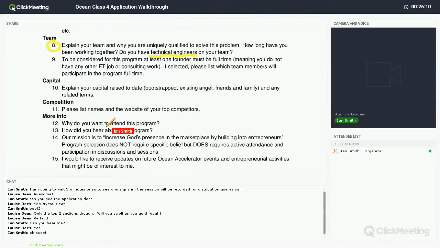Question number 9: to be considered for this program, at least one founder must be full-time, meaning you do not have any other full-time job or consulting work. If selected, please list which team members will participate in the program full-time. This is an important one.